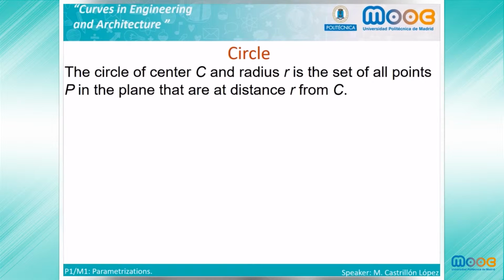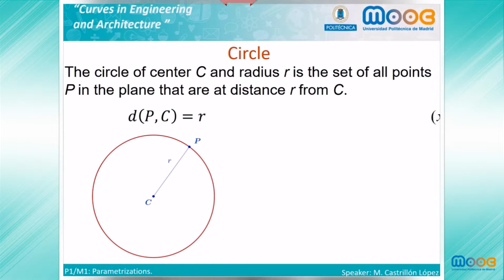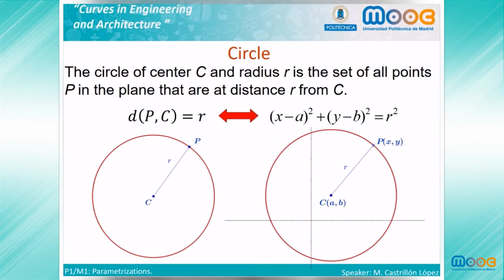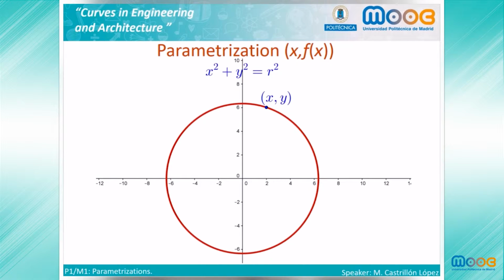The circle of center C and radius r is the set of all points P on the plane such that the distance from that point to the center is r. When we use coordinates, this condition is the one at the right-hand side on the screen. We work now in the case where the center is the origin, the point 0, 0.